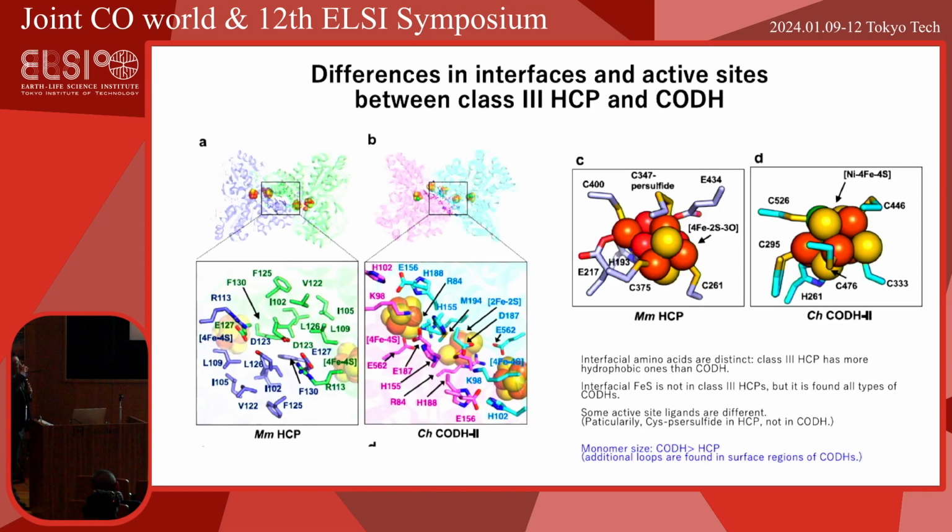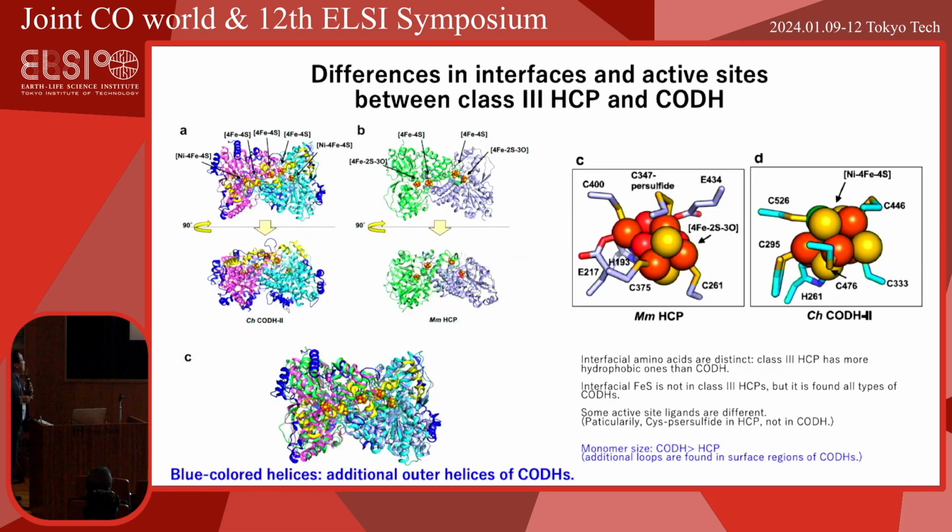As I told you, the class 3 HCP and CODH are similar, but there are several differences. For example, here, at the interface between two enzymes, this HCP has a hydrophobic environment. This one is not hydrophilic. This is one distinct feature between the two enzymes. And also, of course, we can see the active site structures are different. And some of the helices on the surface area in CODH are different. These blue colored helices are not found in HCP.